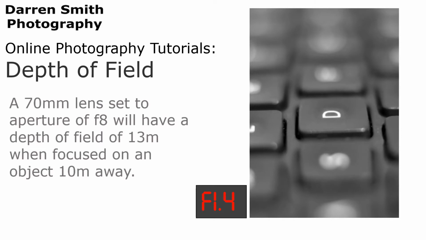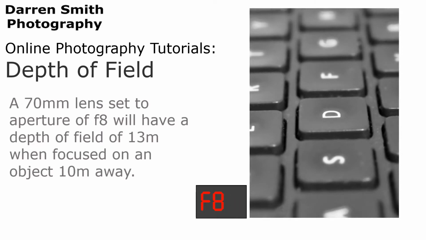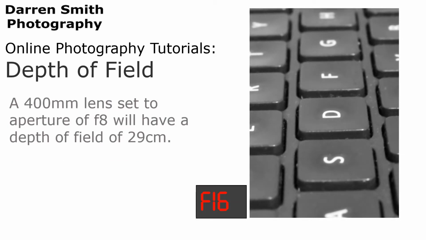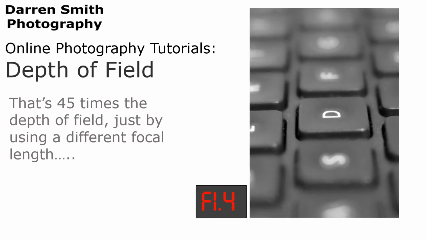A 70mm lens with an aperture of f8 will have the depth of field of 13 meters when focused on a subject 10 meters away. Likewise, a 400mm lens set to the same aperture will have a depth of field of 29 centimeters. That's 45 times the depth of field, just by using a different focal length.